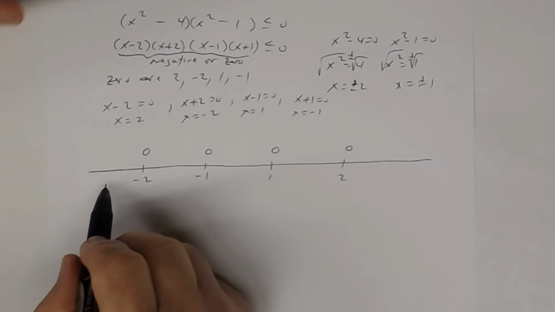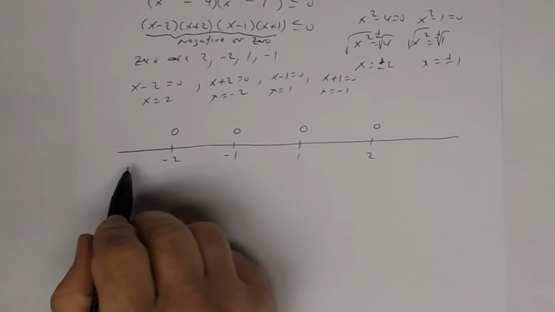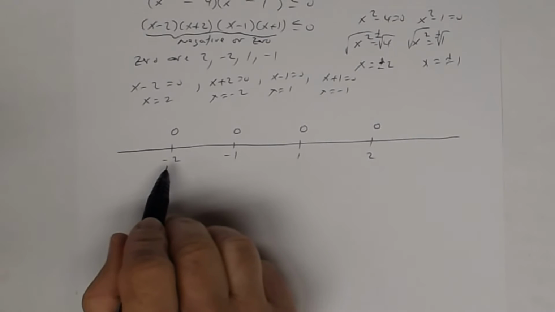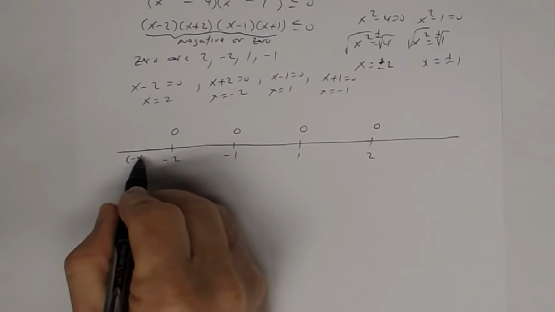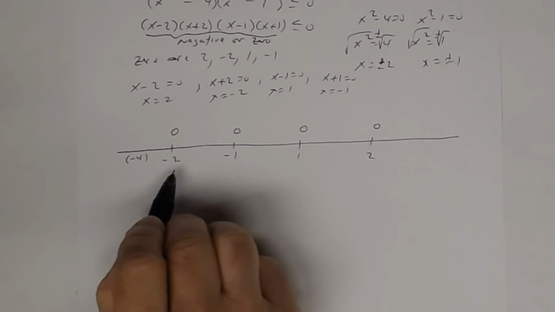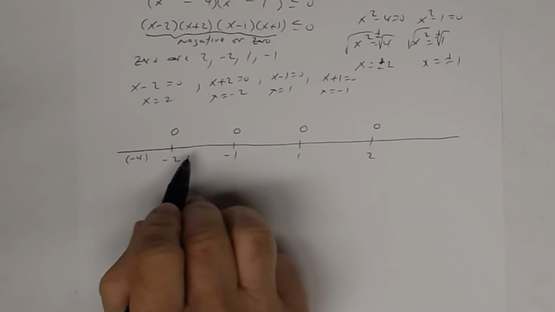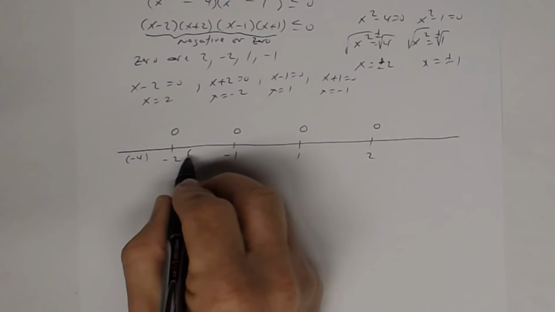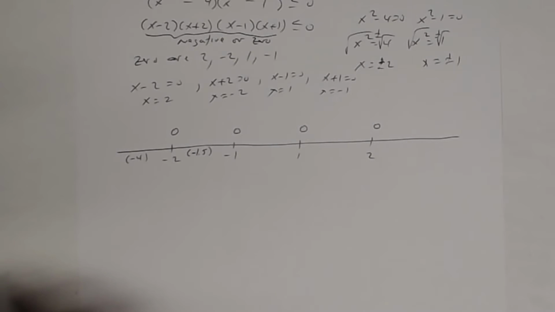All right, so let's pick some test points here. Remember, when picking test points, it's always easiest to use an integer. So in this interval, from negative infinity to negative 2, I'm going to use negative 4. Over here, though, there is no integer in this interval. There's an infinite number of numbers, but no integers. So let's use a decimal, negative 1.5.